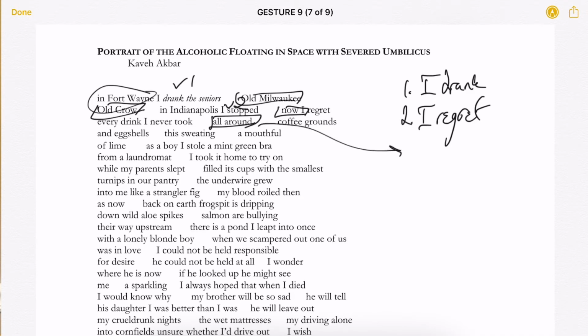This all around moves us to the present moment.